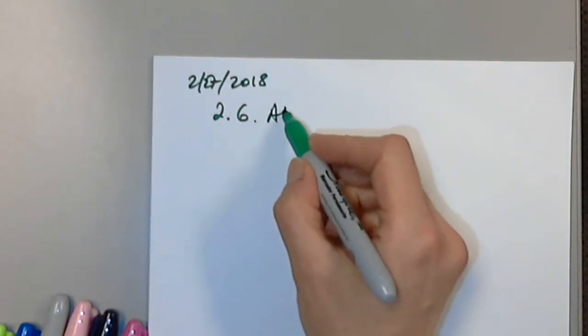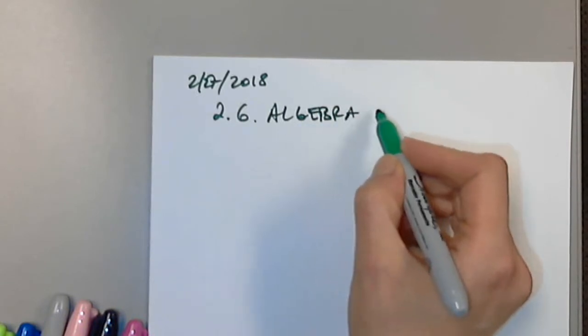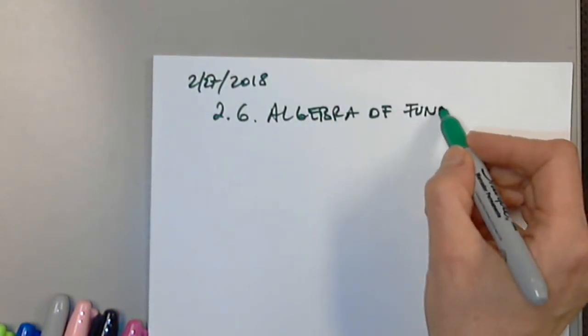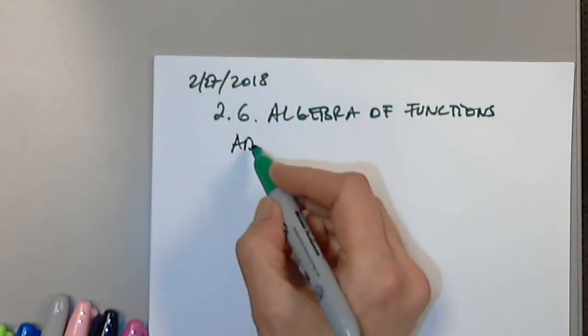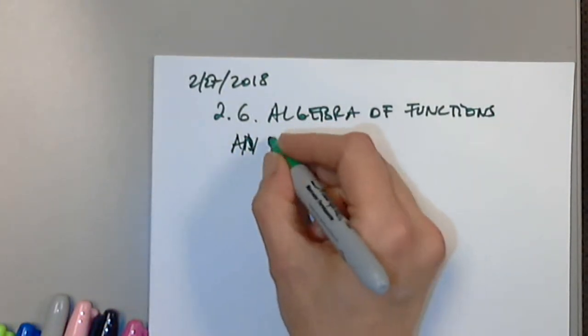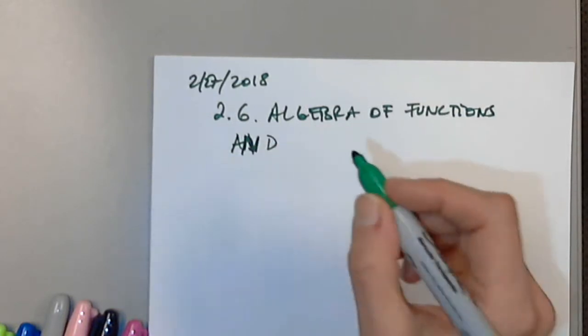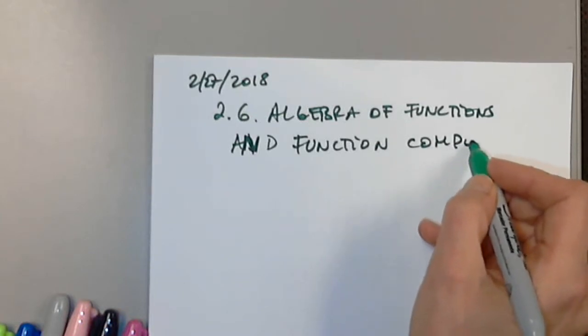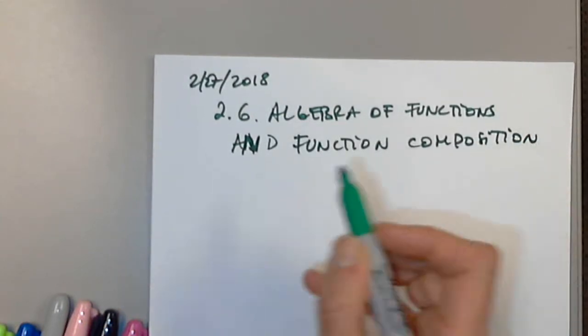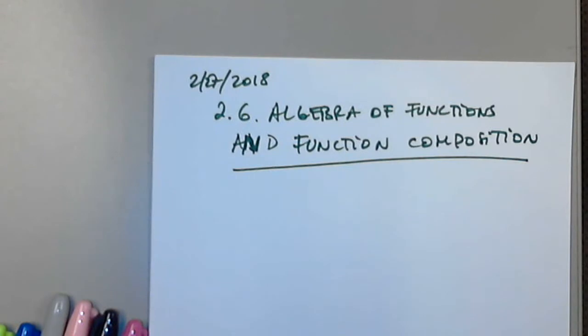Okay, so we continue with 2.6. The title for 2.6, what I like to name it, is Algebra of Functions, and function composition. Everything in this section is a review from a previous course. However, I will explain everything.